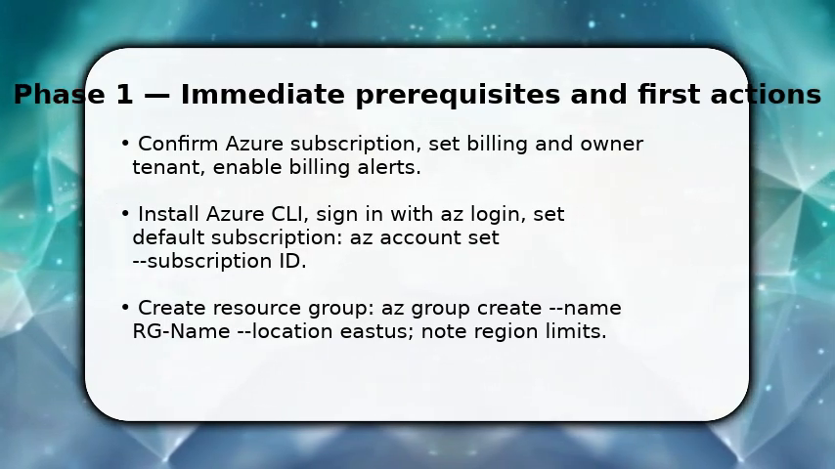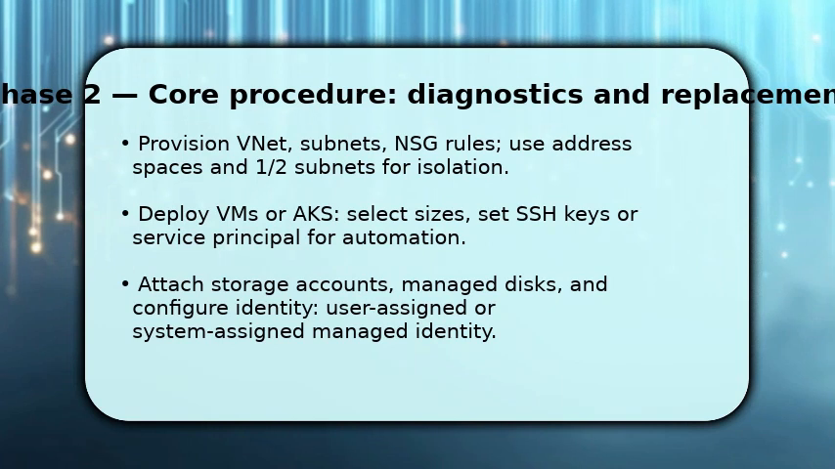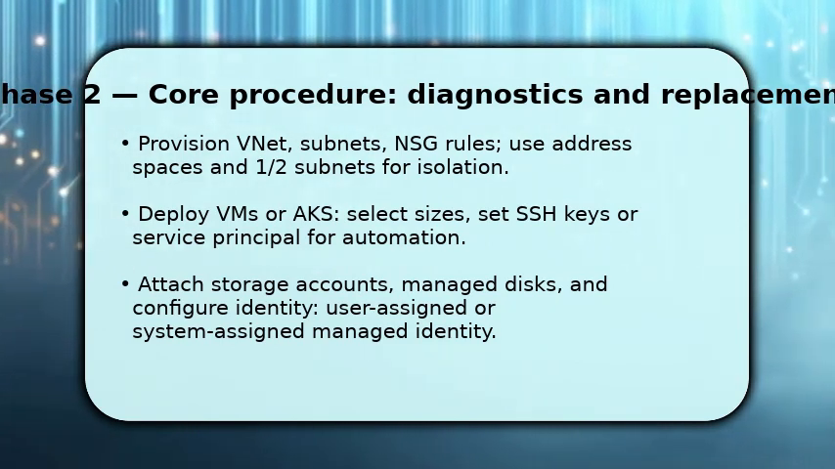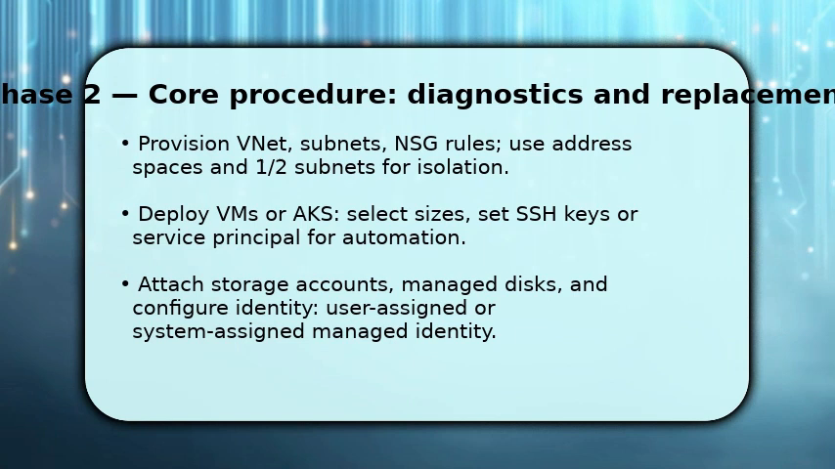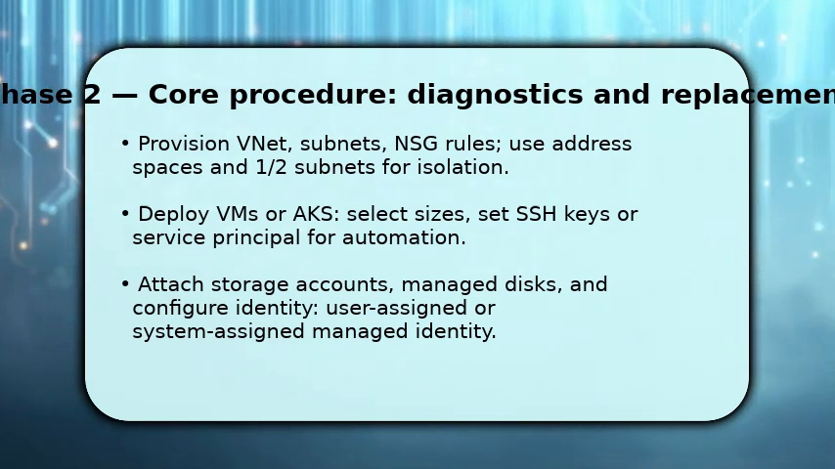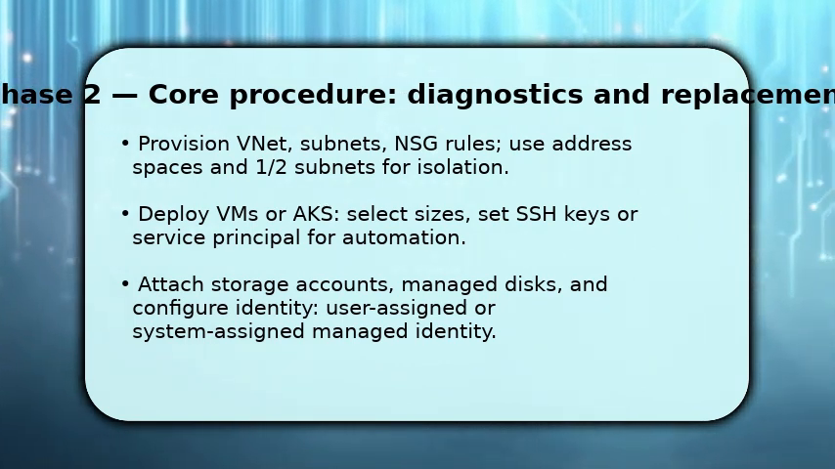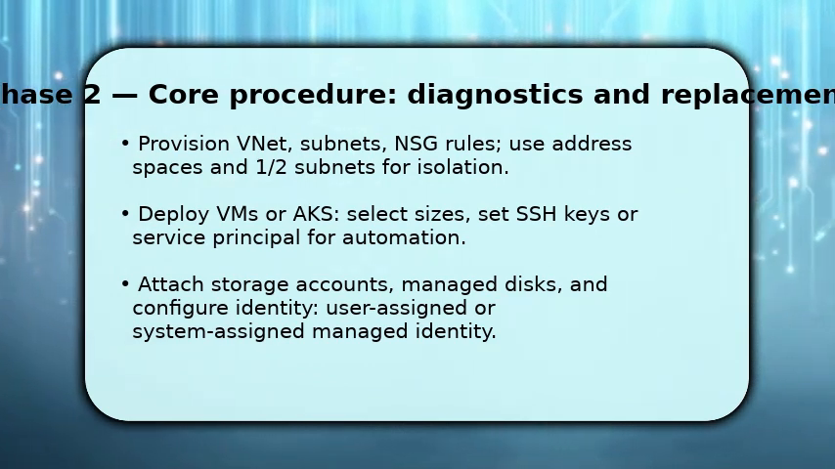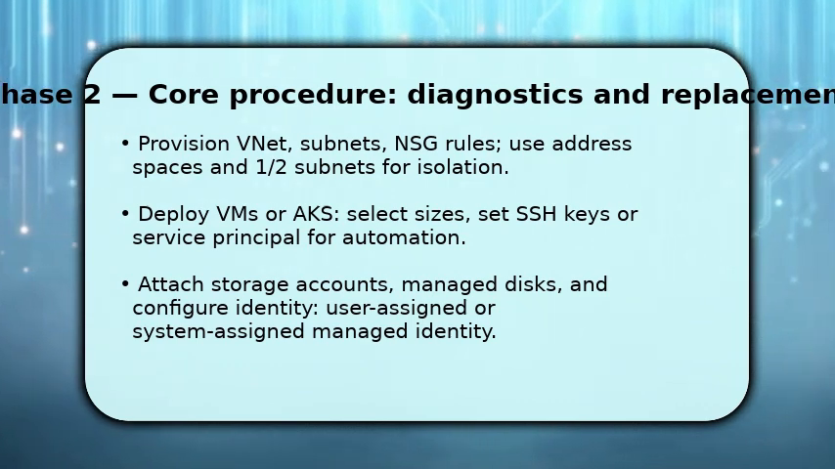You now deploy the platform components. Provision a VNet with subnets and NSG rules because network segmentation controls traffic flow and security. Once that's in place, deploy compute like VMs or AKS clusters. Choose VM sizes, supply SSH keys, or use a service principal for automated pipelines. After compute, attach storage accounts and managed disks for persistence, and assign managed identities so services authenticate without embedded secrets.